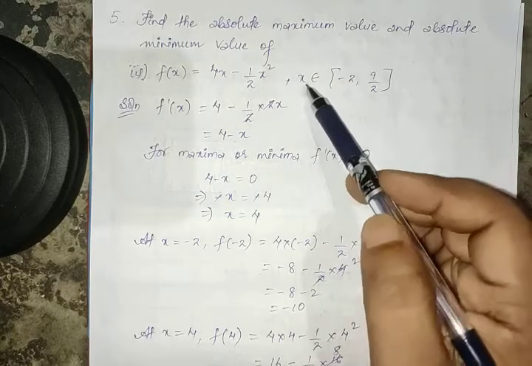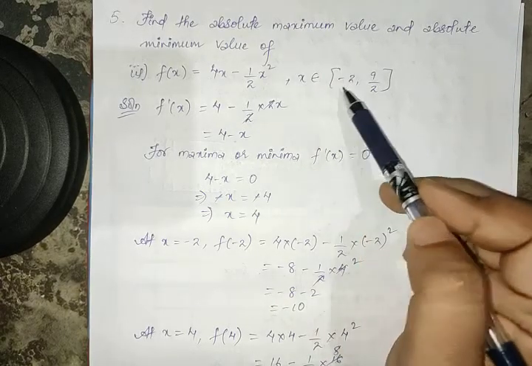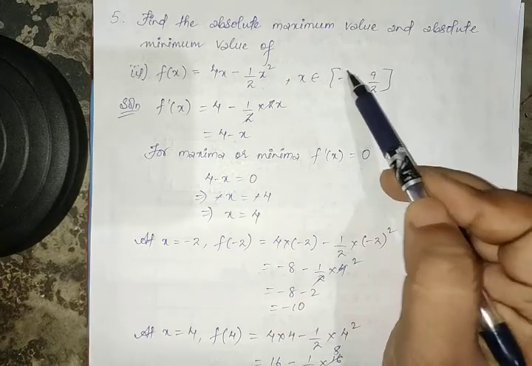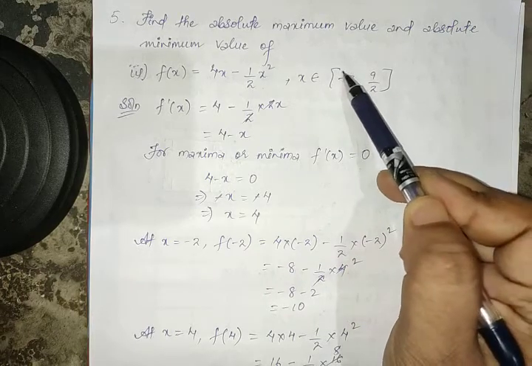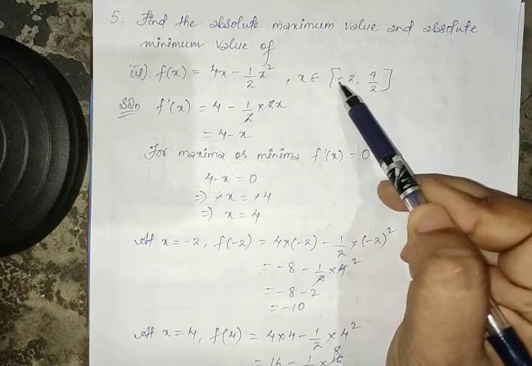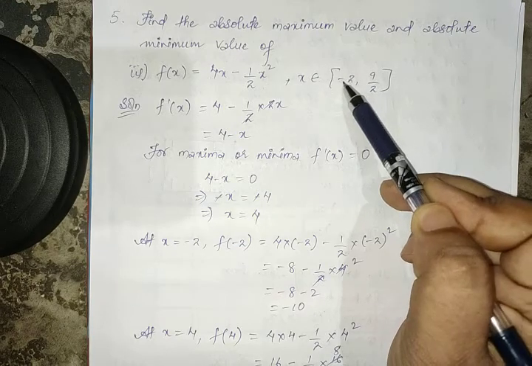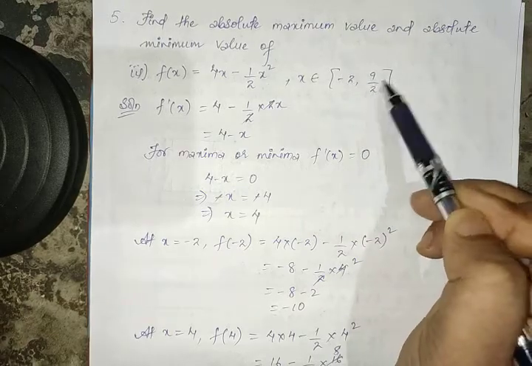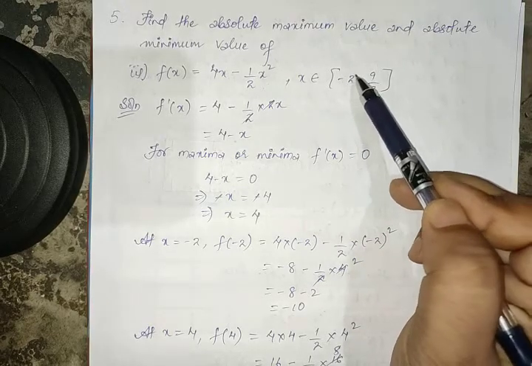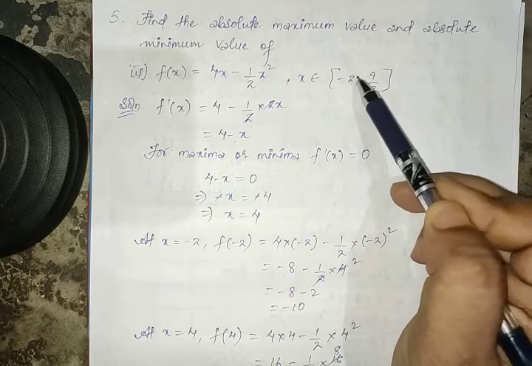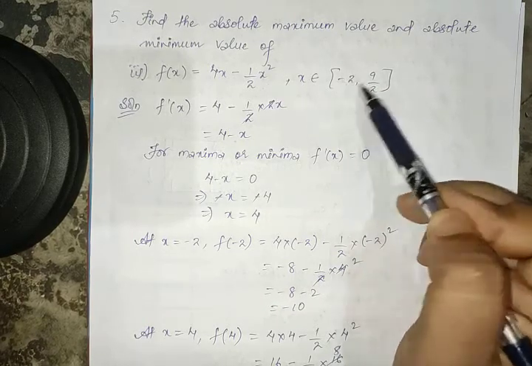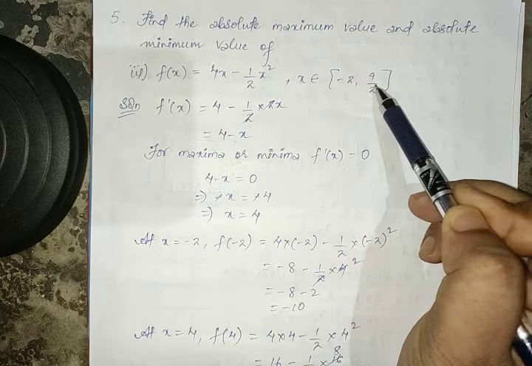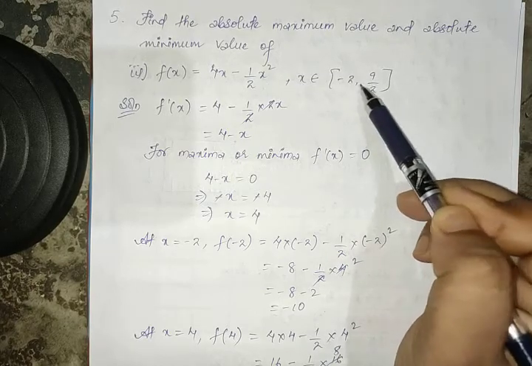That means the value of x will lie between -2 and 9/2. See, and this interval is closed, right? So that means you have to take these values also. You have to check at this point also, like at x = -2 as well as 9/2, because this interval is closed. If it was an open interval then you cannot take these 2 points. You have to take only the points which lie between them. But since this is a closed interval, we have to check at this point also, at this point also, and the point that will lie between these 2 points.